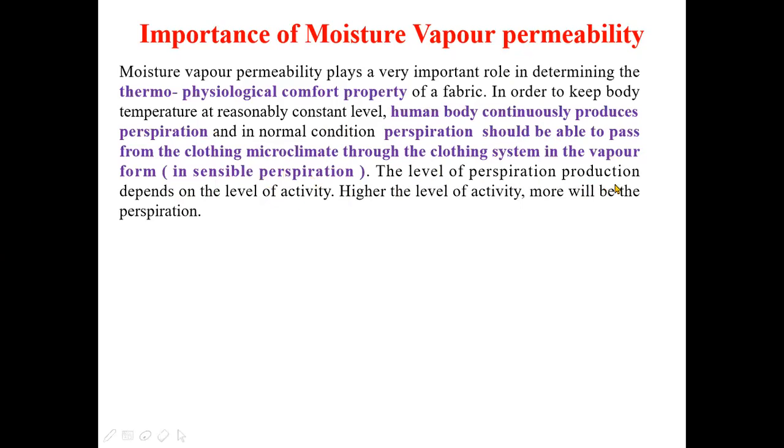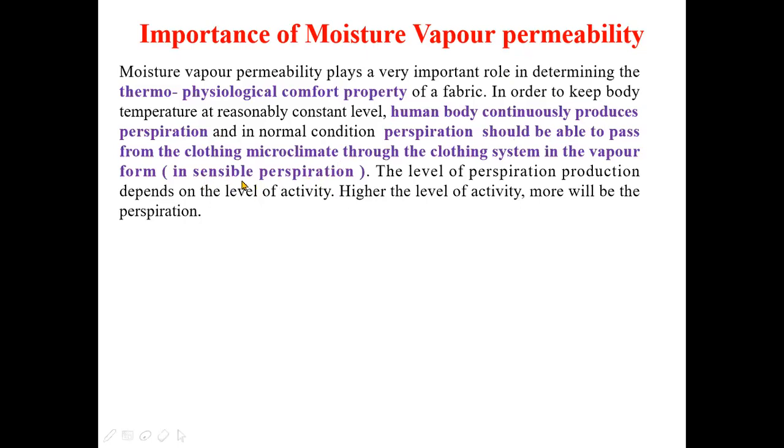The level of perspiration production depends on the level of activity. Higher the level of activity, more will be the perspiration. That means the same thing that I have told earlier, that our human body continuously produces perspiration. Why? Because heat is continuously generated in our body because of the metabolic activity, and to maintain our temperature at a constant level, perspiration is continuously produced. Now, in normal condition, we cannot sense the perspiration.